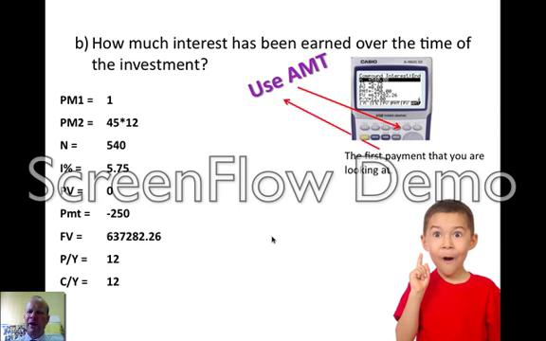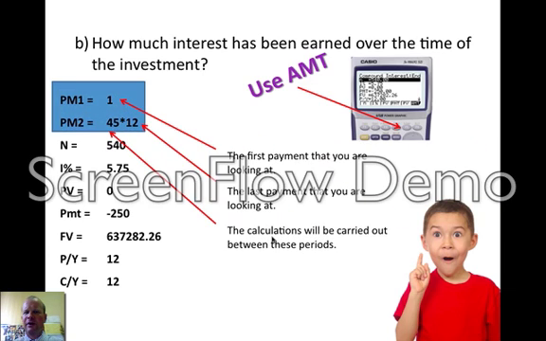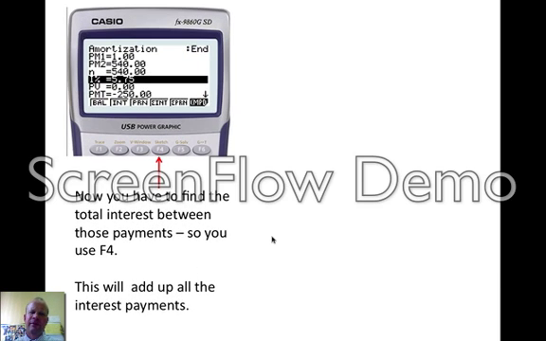So our payment 1 is the first payment that you're looking at. So it starts from 1. Payment 2 is the last payment, so this is going to be the last payment that we have. So in this case, it's 45 times 12. What will happen is the calculations will be carried out between those two payment periods. So on your calculator, it will look like this. You'll have 1, 540, 540, and all the rest of the information will be the same.